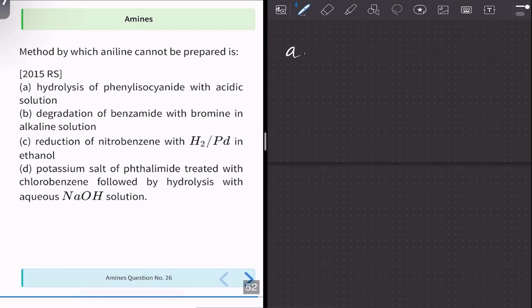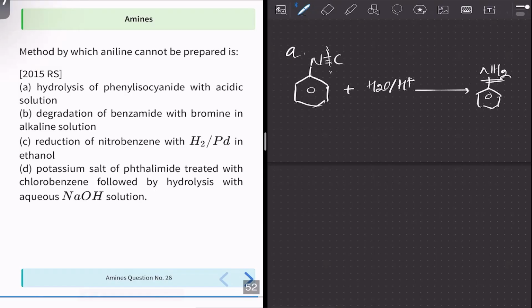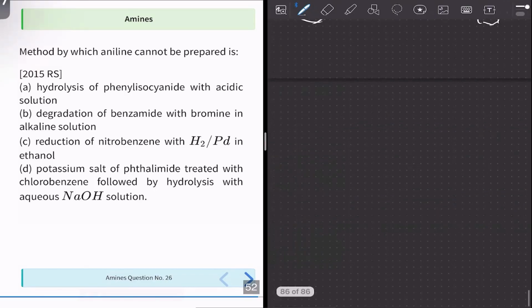Hydrolysis of phenyl isocyanate with acidic solution. It can be produced. The reaction will be: benzene isocyanate reacts with H2O in H+. Hydrolysis by acidic medium. It will hydrolyze in this manner to produce NH2 here. So aniline can be produced by hydrolysis.